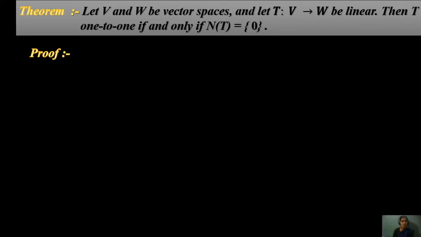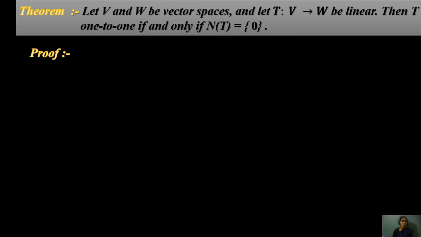Theorem: Consider V and W as vector spaces, and let T from V to W be linear. Then T is one-to-one if and only if N(T) equals 0, meaning the null space of the transformation T is just {0}.